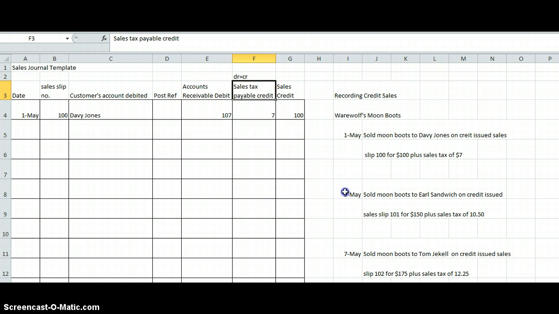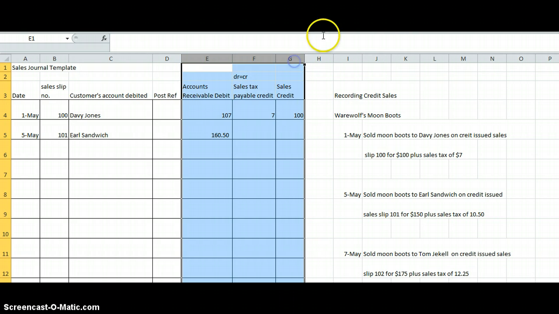The next one we have is May 5th. And it says sold moon boots to Earl Sandwich on credit, issued sales slip 101 for $150 plus sales tax of $10.50. So we're going to come in and we're going to put in the date, May 5th. We're going to put in our sales slip number 101. We sold this to Earl Sandwich, so we're going to type in his name. We're not posting currently, so we're going to leave the post reference column blank. Our accounts receivable would be a total of the $150, which is the sales amount, plus the tax amount of $10.50. So we would record that there.